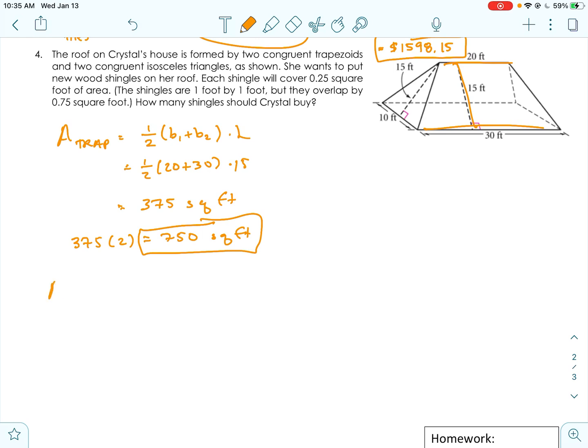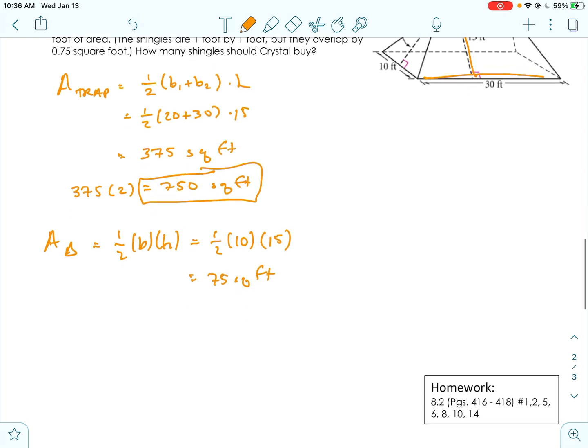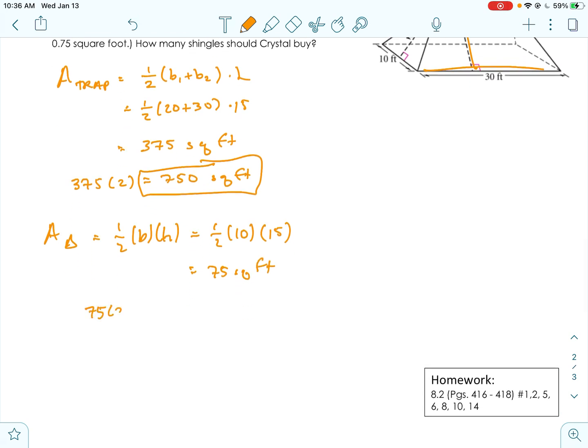Then we have a triangle. The area of a triangle is equal to 1/2 times base times height. The base of each triangle is 10, so we have 1/2 times 10 times 15. Half of 10 is 5. 5 times 15 is going to be 75. So we have 75 square feet, but that is only one of the triangles. There are two of them, so we have 75 times 2, which is 150. So we have a total of 150 square feet on the triangular parts of the roof.